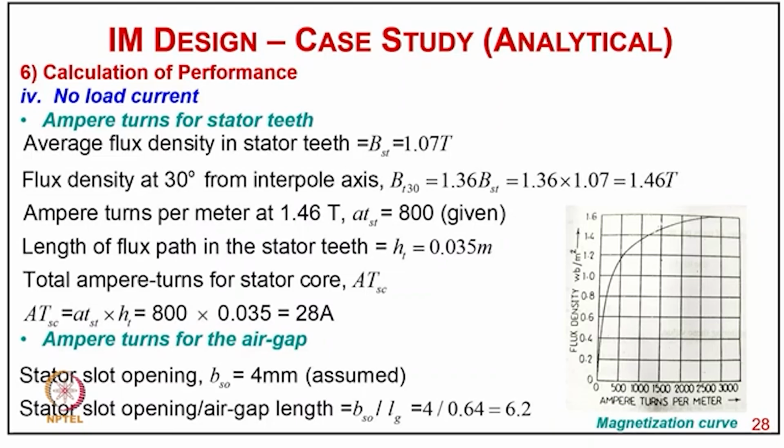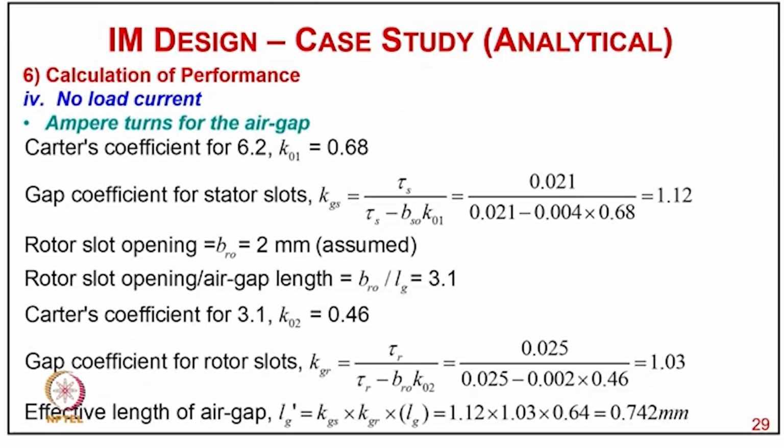So we can say slot opening BSO equals 4 millimeter, and slot opening upon air gap is BSO upon LG, that is 4 divided by 0.04, which is 6.2. Now coming to ampere turns for the air gap, we have to calculate the Carter coefficient for this. It comes KCS 0.68 from the characteristic of Carter coefficient with the slot opening, and the gap coefficient for stator slot comes KGS equal to tau S upon tau S minus BS KCS, it comes 1.12.